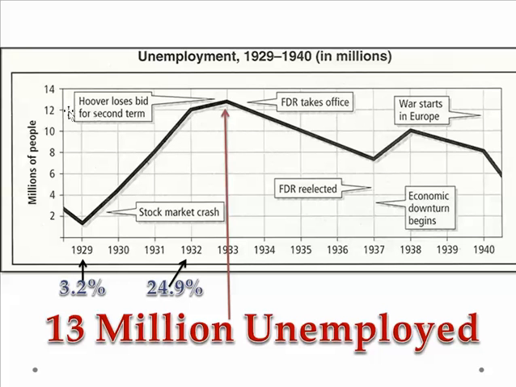And what this means is over 12 million. In other words, 13 million people were unemployed by 1932. 24.9%, almost 25% of the people were unemployed in the United States. 1 in every 4 people was unemployed. So that's widespread unemployment right there.